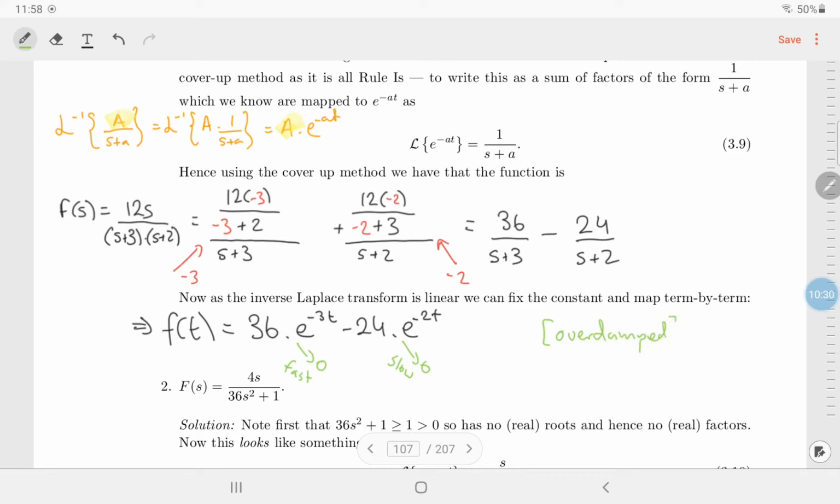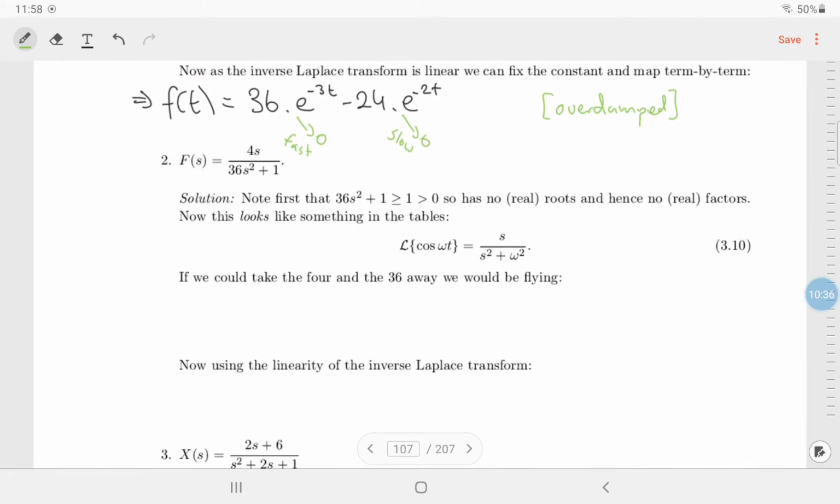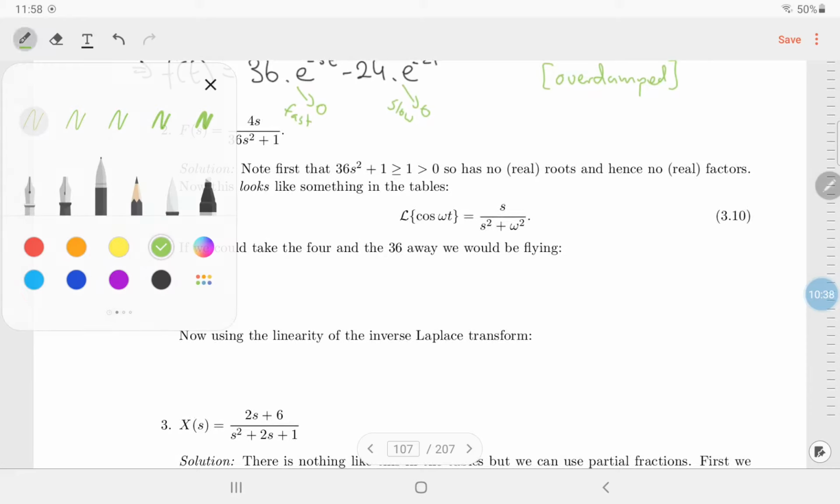Now, not everything we write actually corresponds to a damped harmonic oscillator, but this one could. Okay, so that's one example done. Let's look at another one.